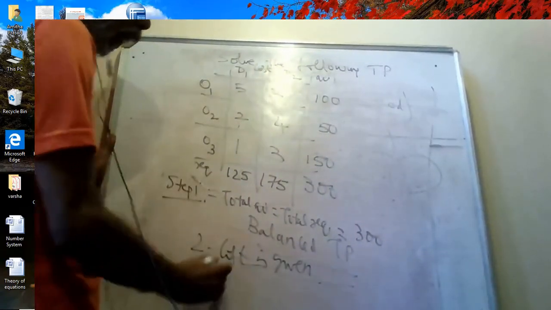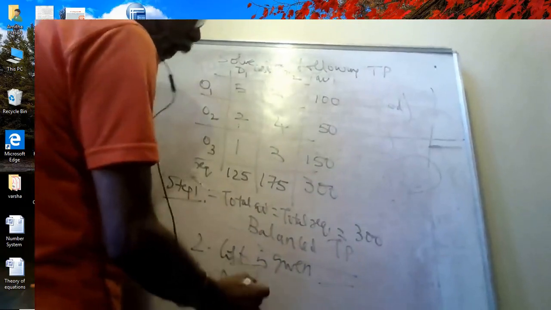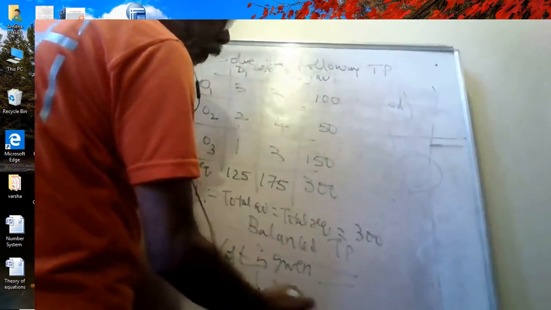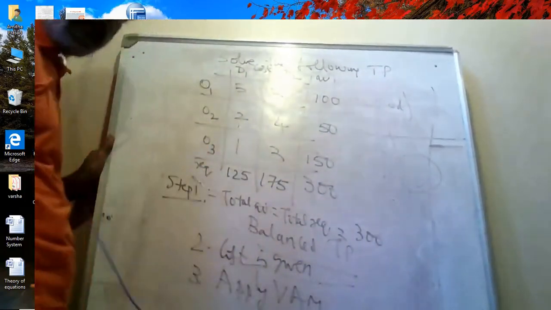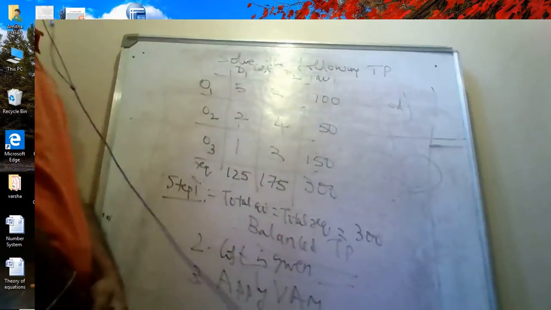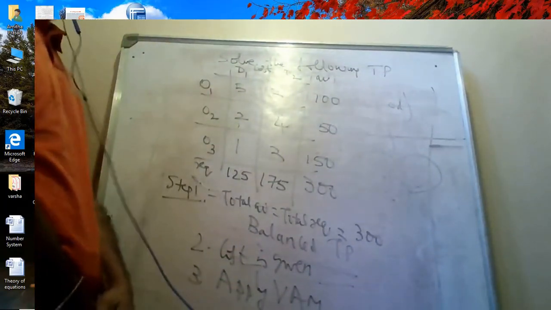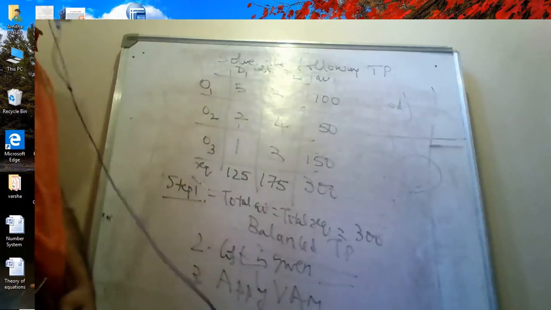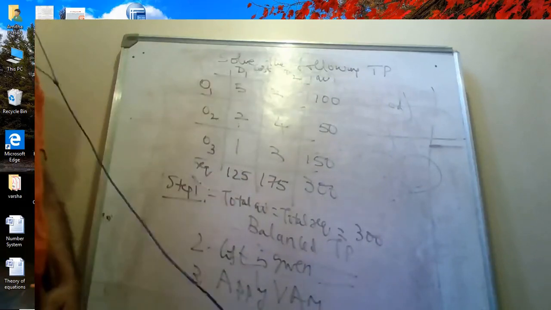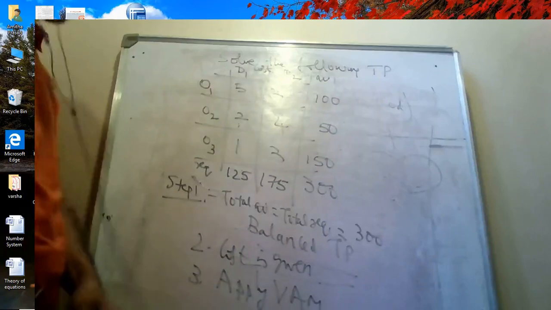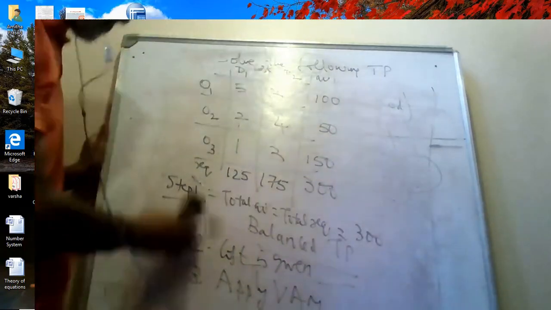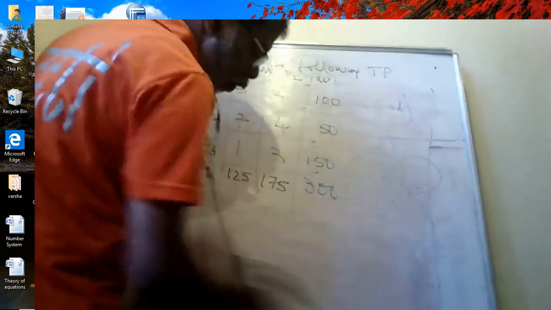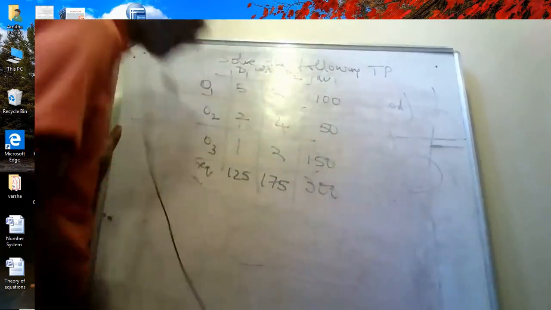So apply any method, but apply VAM whenever the method is not asked. So whenever the method is not asked, you should go for VAM. Okay, because it's close to optimal solution. So we'll apply VAM. You know how to solve VAM, initial solution.